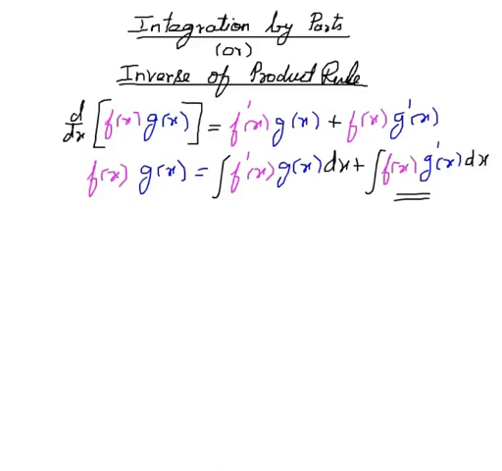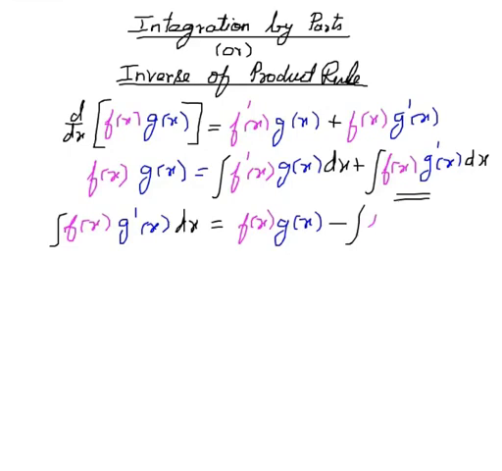Let us find this term. Therefore, integral of f of x into g dashed of x dx is equal to f of x into g of x minus integral f dashed of x times g of x dx. This is the formula of integration by parts, but this is so difficult to memorize.